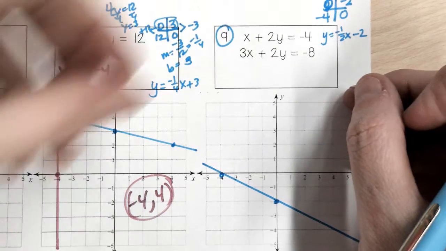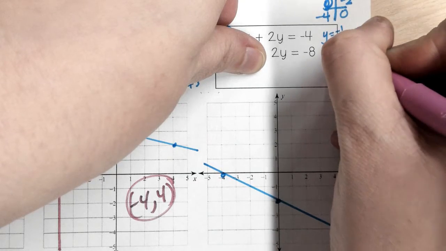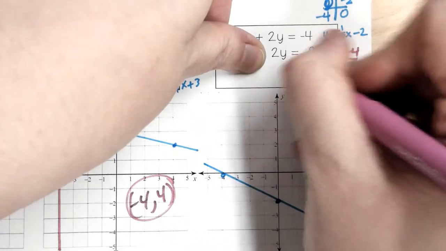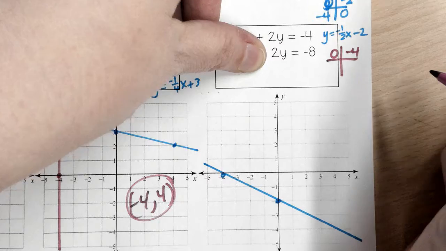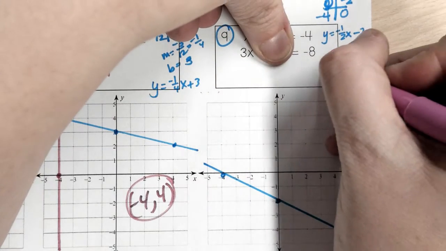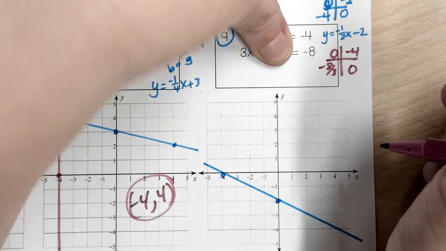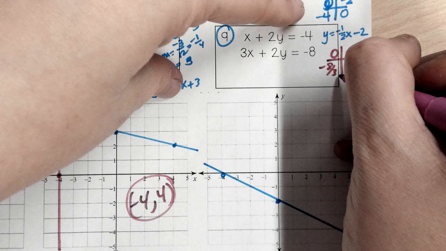Now let's look at this one. Well, the y-intercept on this one, hold on, let me get the right pen. The y-intercept on this one is easy. Because if I divide both sides by 2, I get negative 4. But then I see this. If I divide both sides by 3, I get negative 8/3. So I'm not really liking that.